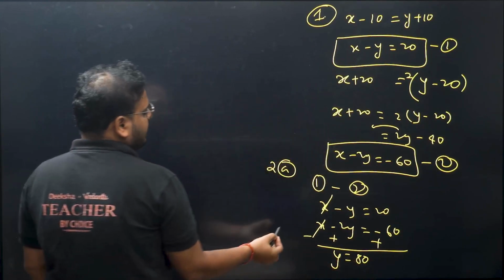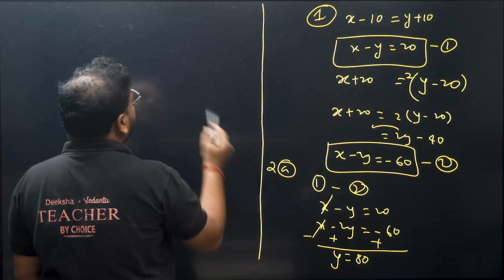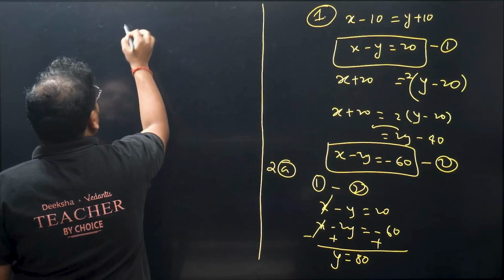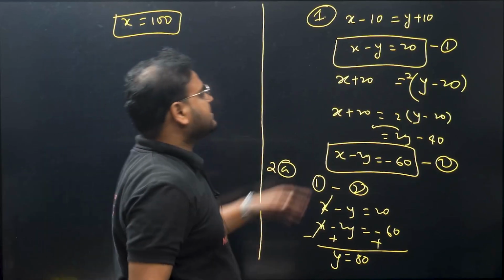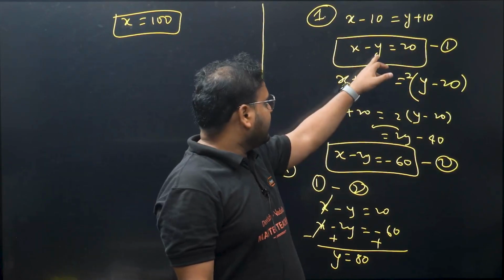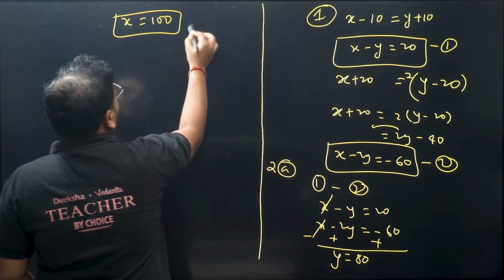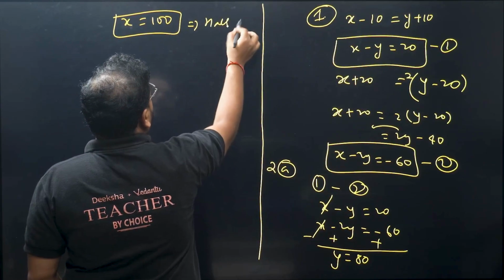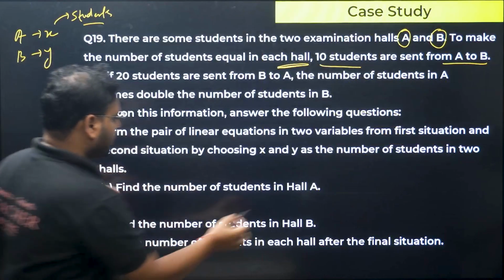But they're asking about x, right? So what are we going to do? We'll have to find x also. X has to be 100 students. Please check, because x minus y is 20. If y is 80, then x has to be 100. So this is the number of students in hall A. Please check. They're asking for students in hall A.